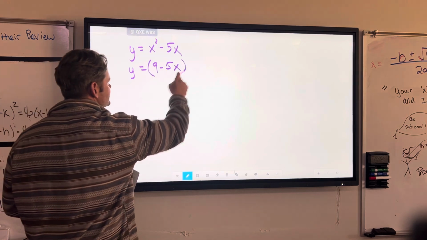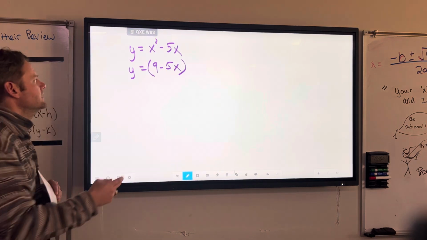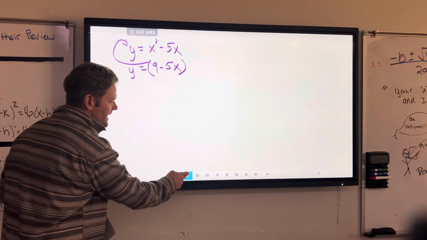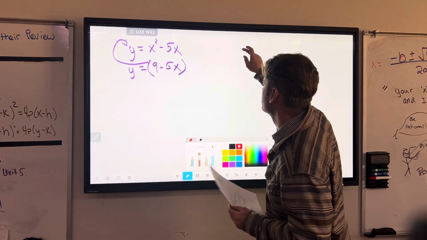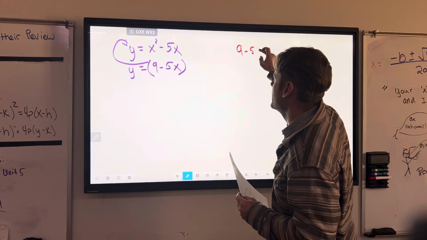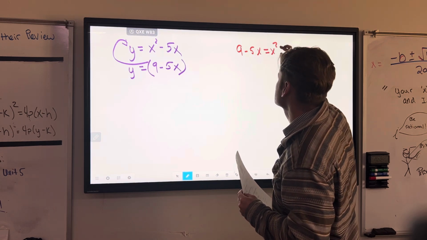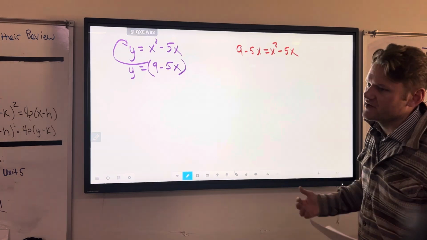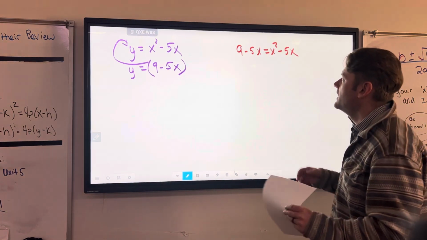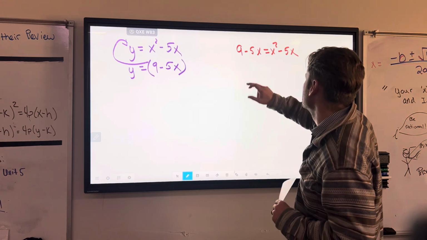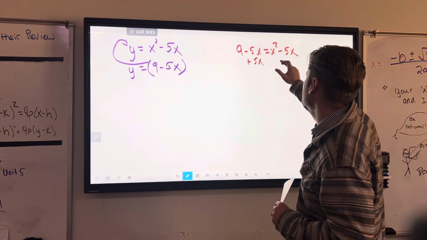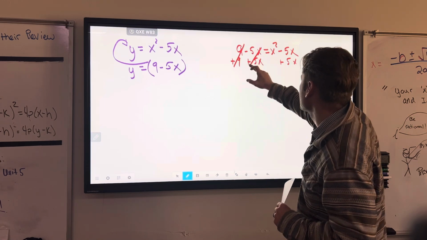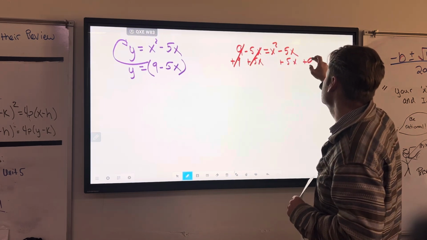So, since this is solved for y already, I can go in here and plug that in for y. So I'll have a brand new equation that reads 9 minus 5x equals x squared minus 5x. So now I have this quadratic. I need to get everything on one side equal to 0 and factor it, right? So get your x's together, add my 5x, add my 9. Make sure you cross out when necessary, right?